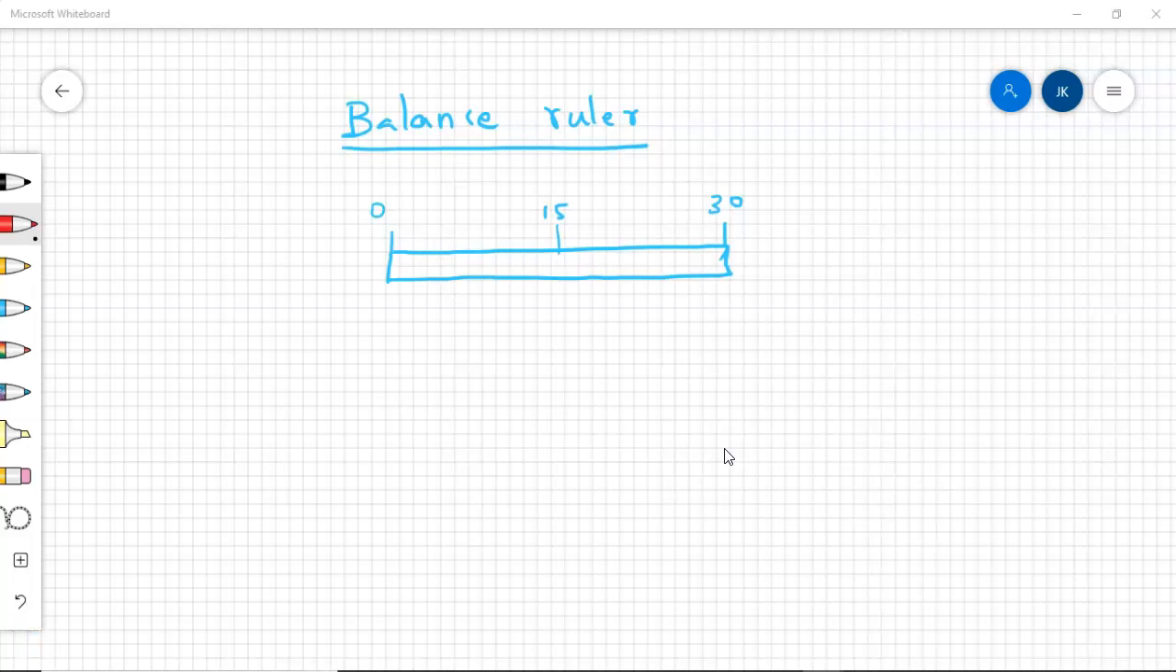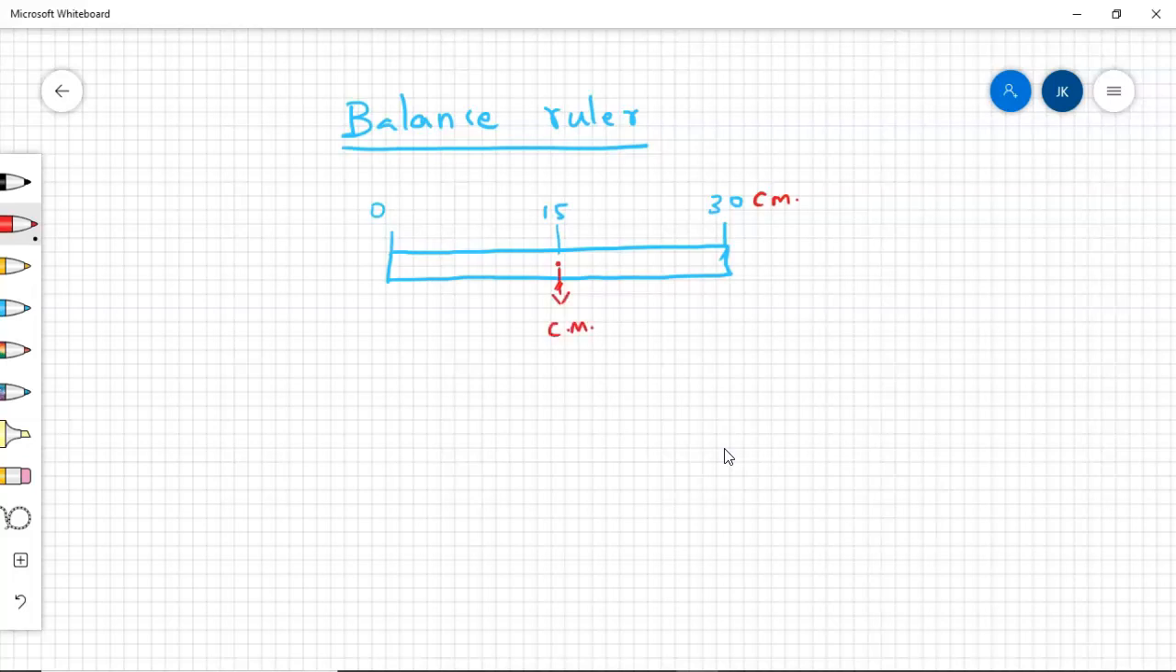Here is a balancing ruler, a small home activity. You take your 30 centimeter ruler, and you place your finger at the point 15 at the bottom. It is balanced, because here is the point where the total mass of the ruler seems to act. So here it would be the center of mass.